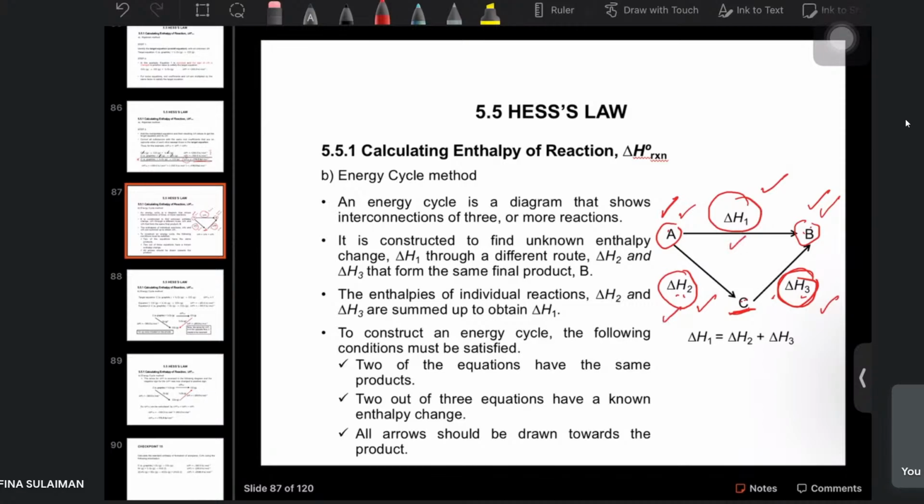Delta H1 equals delta H2 plus delta H3. So let's say if you don't know the third, but you know these two, you can calculate delta H3. To construct the energy cycle, the following conditions must be satisfied. First, two of the equations have the same product, like I said earlier. Second, two out of three equations have a known enthalpy change. You must know these two, and only one you don't know. And all arrows should be drawn towards the product.